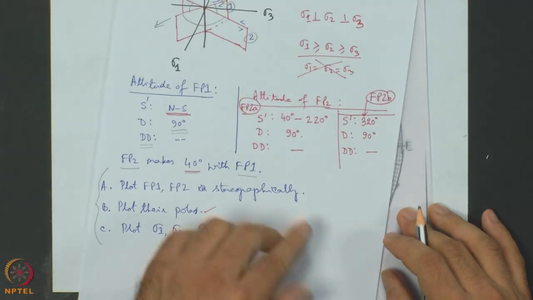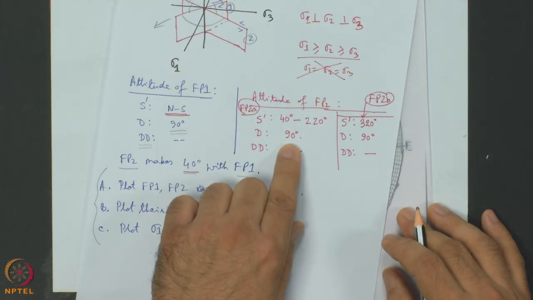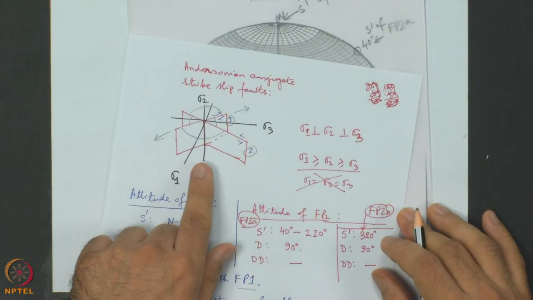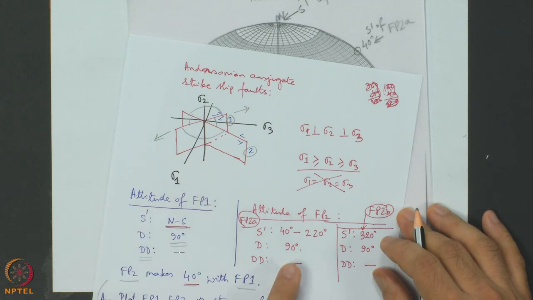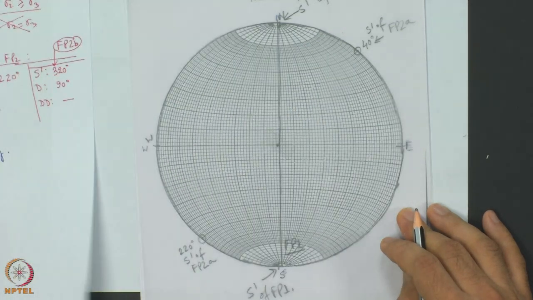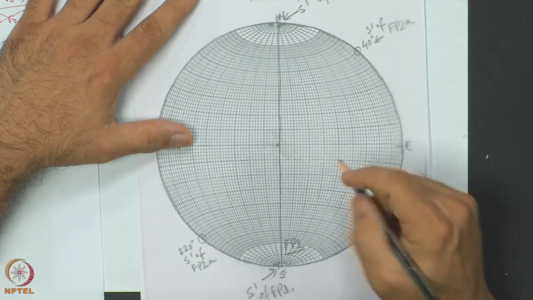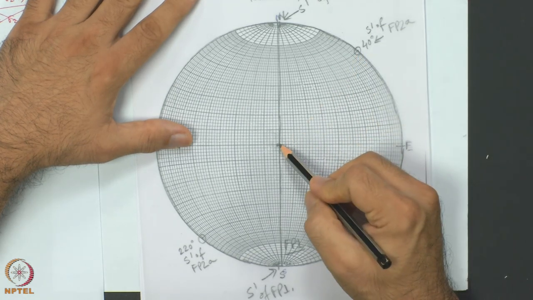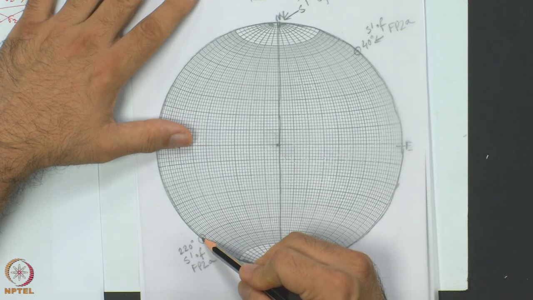Note, as per my information, the dip is 90 degree. That is considered in case of Andersonian strike slip faults. Both are vertical, so dip is 90 degree. How will that be plotted? I have to draw a straight line joining this point, center, and that.